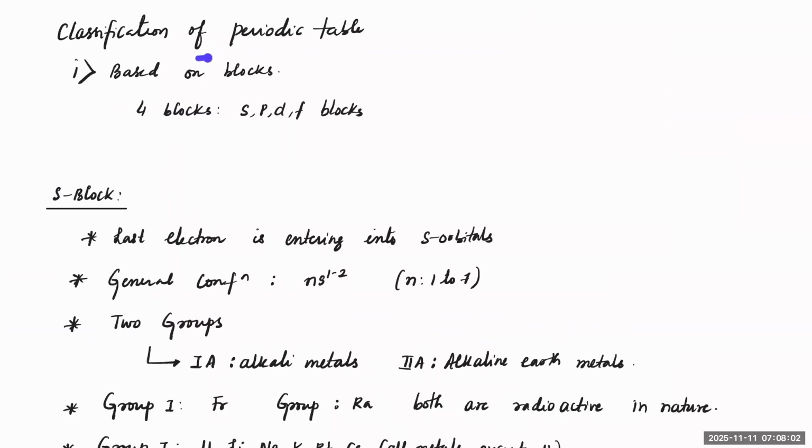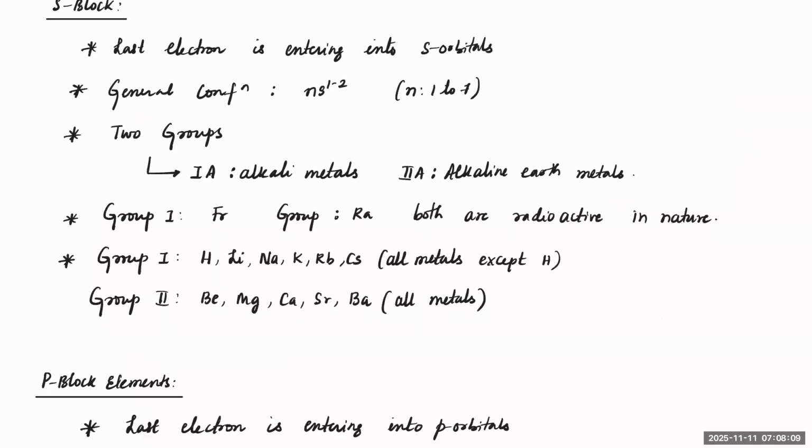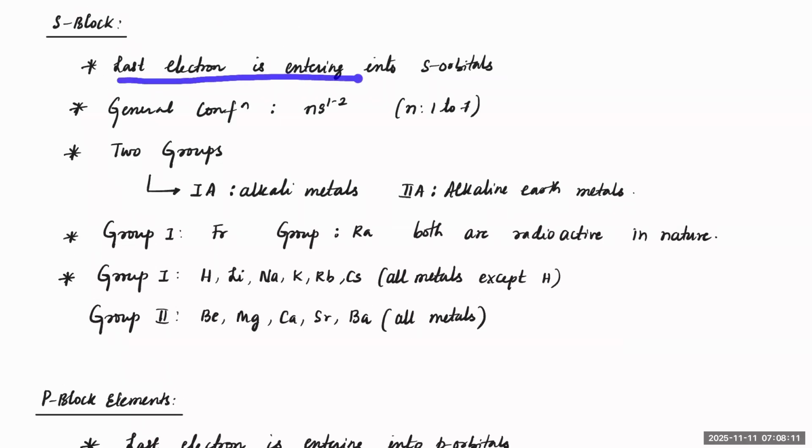Next, check it out. Classification of the periodic table. It is based on blocks: S, P, D, F. Okay, S means the last electron is entering into the S orbital. The general configuration is ns1 to 2, and n could be anywhere from 1 to 7. That means 1s, 2s, 3s, like that. It could be up to 7.